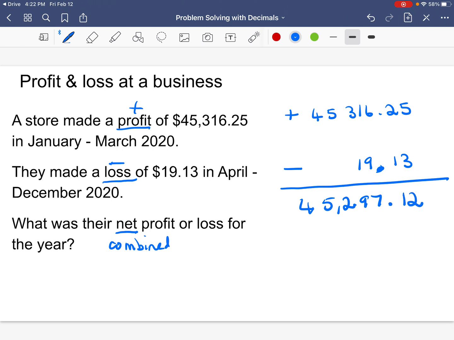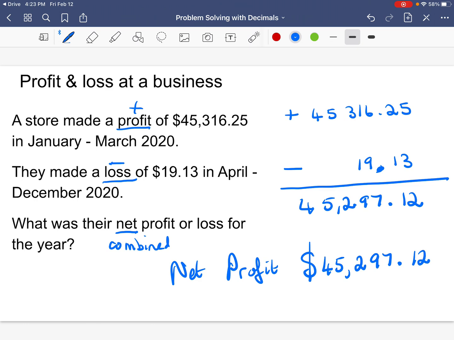$45,297.12. So it's a combined positive because 45,000 rounded is a lot more positives than 19 negatives. So it's a profit, a net profit. And write my units, which is dollars, $45,297.12.